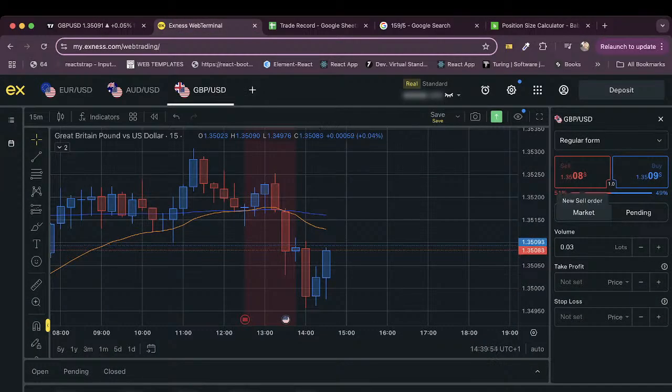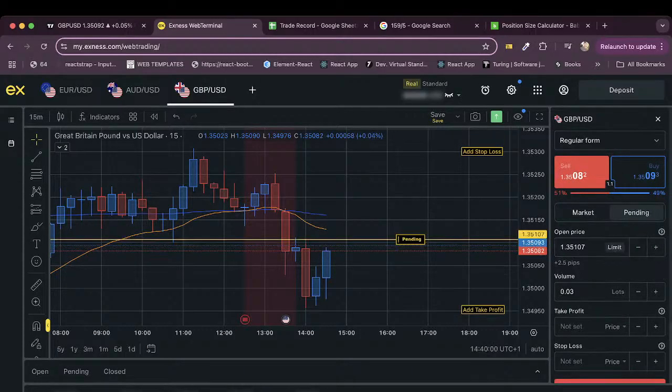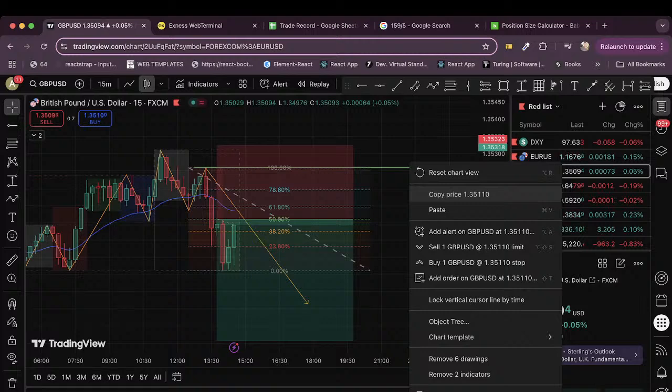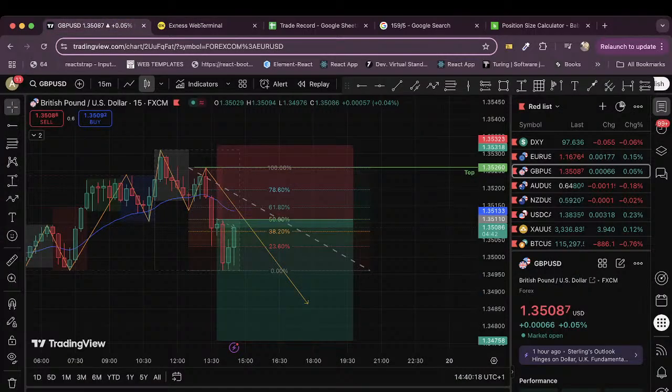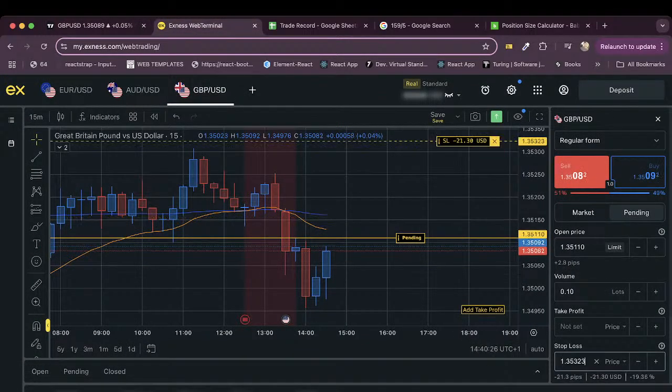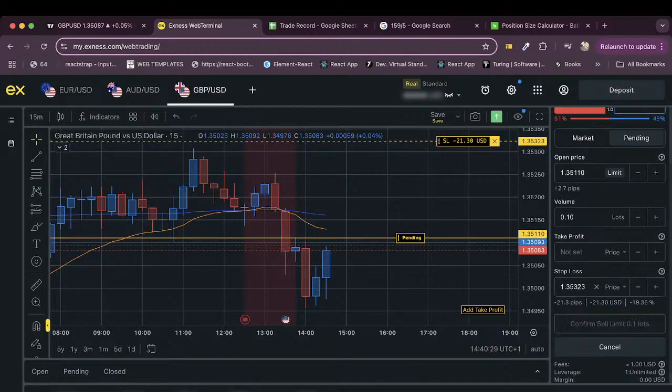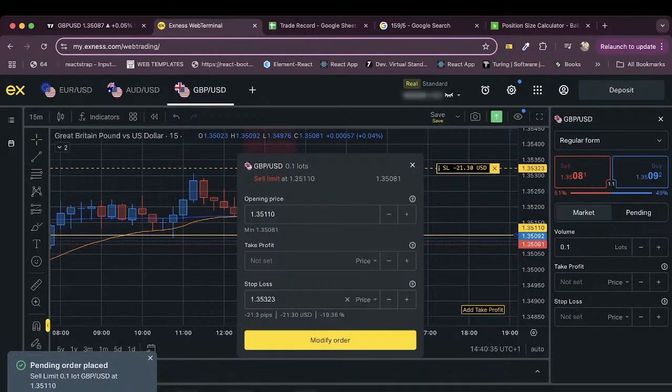So I'll go for a sell on British pound. I'll go for a sell pending. I'll put the volume, get the price, I'll add the price, and I get the stop loss, and I add the stop loss. Yeah. So I have it there. If you want to see it, look at it there.